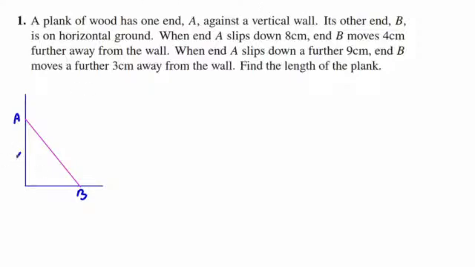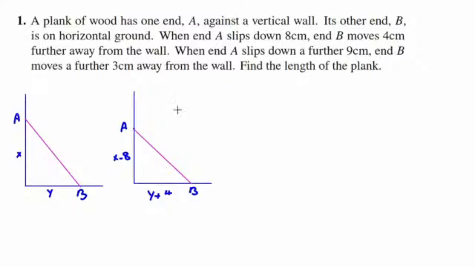Okay, suppose it's x centimeters and it's y centimeters. In next step, because A slips down 8 centimeters, x will be x minus 8. It will be something like here, x minus 8. And then it will be something like this. Look, it slips down. So here it says B moves 4 centimeters further away from the wall. So y will be y plus what? Plus 4. Now our B is here.